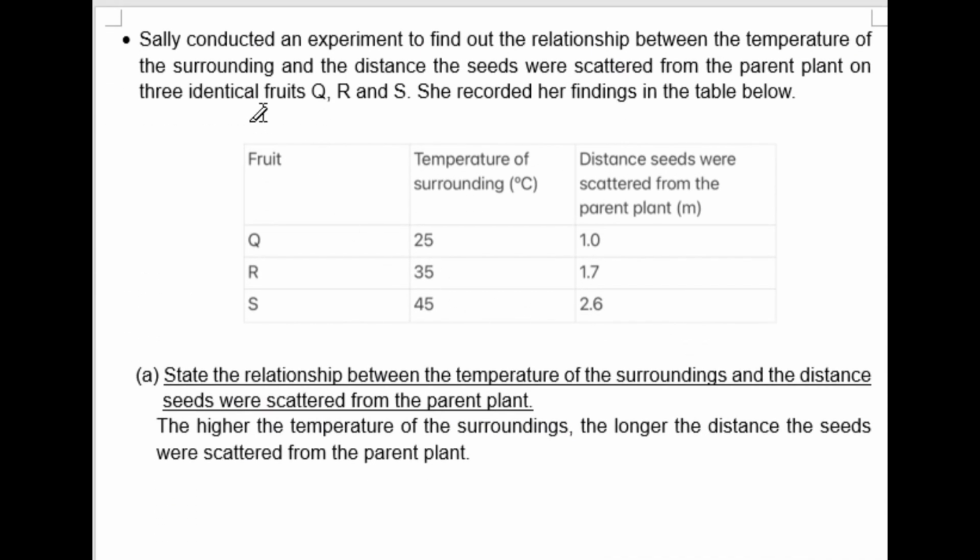Sally conducted an experiment to find out the relationship between the temperature of the surroundings and the distance the seeds were scattered from the parent plant on 3 identical fruits Q, R and S. She recorded her findings in the table below. A. State the relationship between the temperature of the surroundings and the distance seeds were scattered from the parent plant. The higher the temperature of the surroundings, the longer the distance the seeds were scattered from the parent plant.